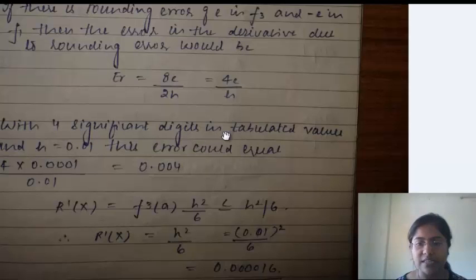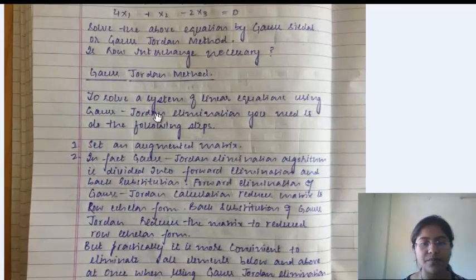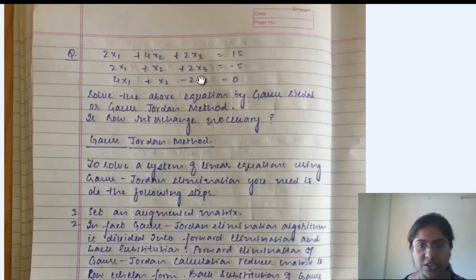With 4 significant digits in tabulated values and h equals to 0.01, like I've told before, this error could be equal to 0.004. So r dash, we calculate the rounding error as r dash of x equals to, using this formula we get the value of r dash of x equals to 0.000016.